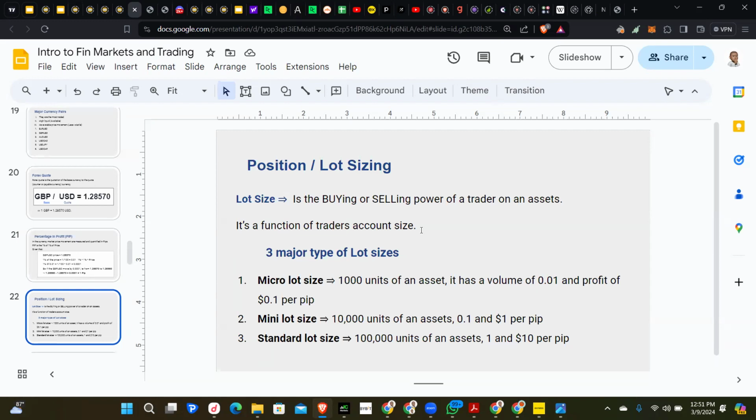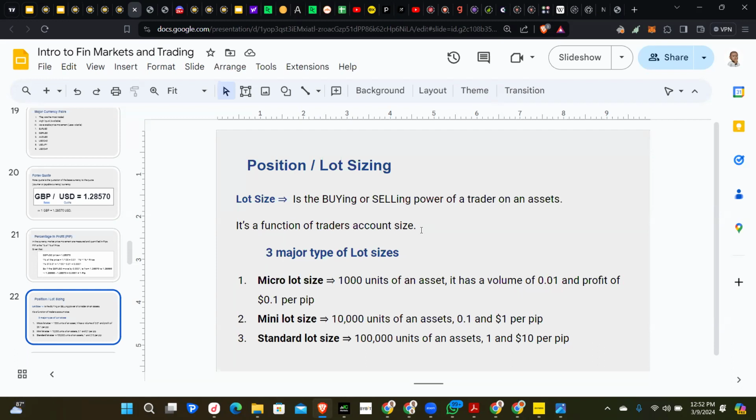Maybe with your $10,000, you can buy 10 bags of cement, but with my $1,000, I'll just be buying 1 bag. And if you sell your cement, since you have 10 bags, you'll be making more profit. If I sell mine, since I have 1 bag, the profit might not even be meaningful yet. So that is lot sizing for you. It is the buying or selling power of a trader on an asset, a function of your account size. So it's your account size that determines how powerful you are in the market.